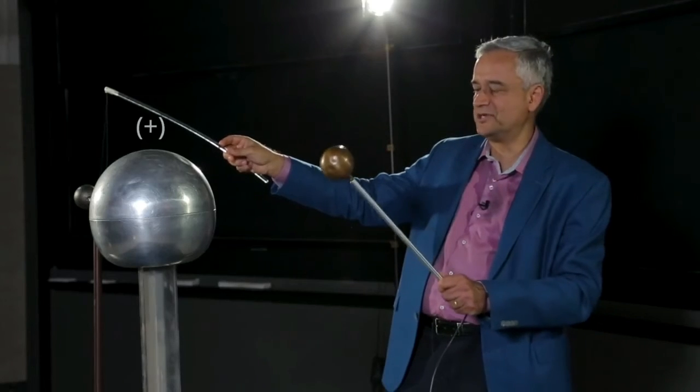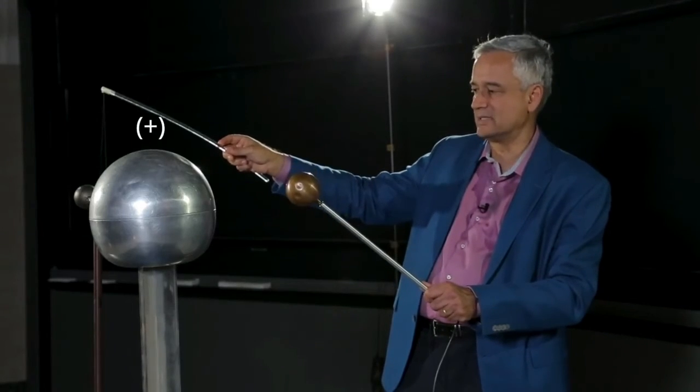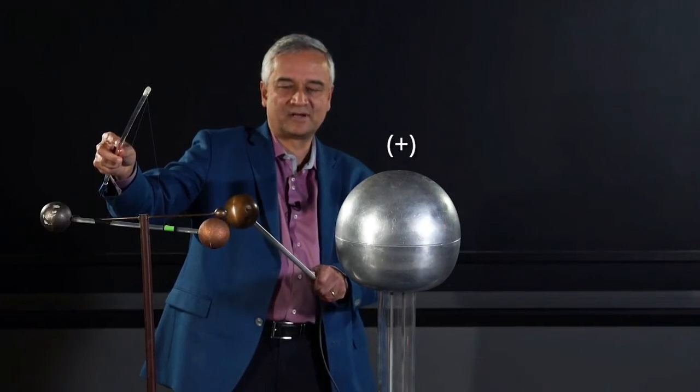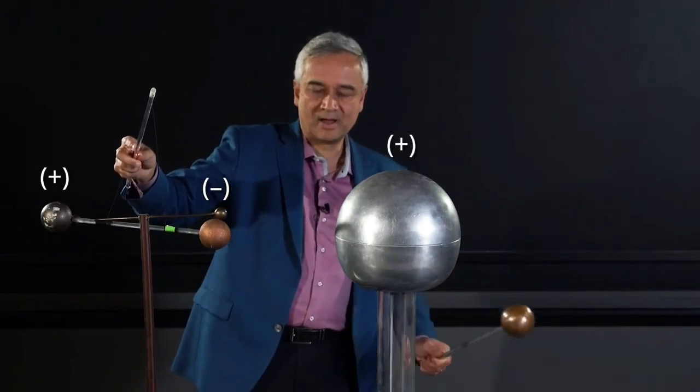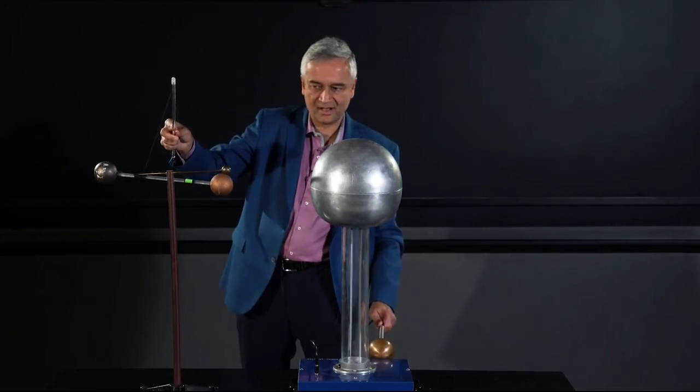Now the Van de Graaff is charging up. The Van de Graaff is getting positive. This time it's going to make the copper end negative and the silver end positive. So I'm ready now. I will turn the Van de Graaff off.